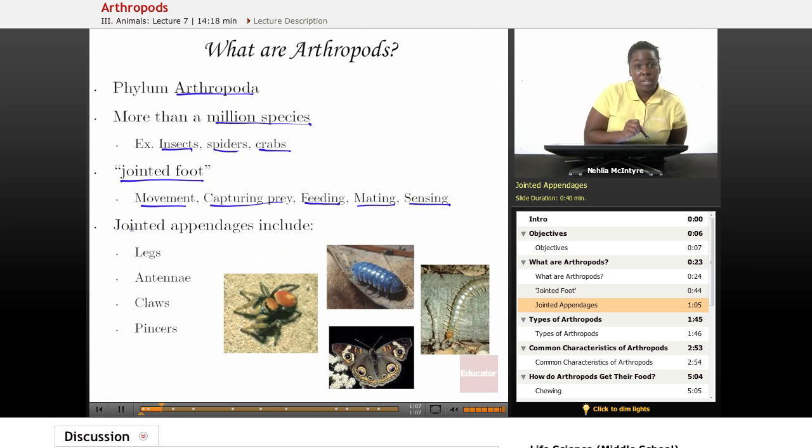Now, jointed foot doesn't just have to deal with a foot. It can also deal with other appendages or limbs that include legs, antennae, claws, and pincers. Those little pinchy structures like the crabs or the lobsters might have. Those are called pincers.